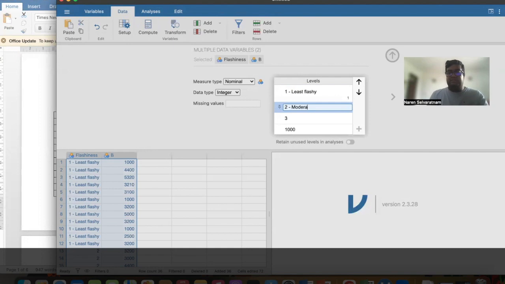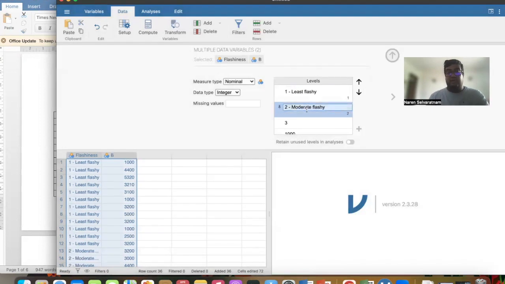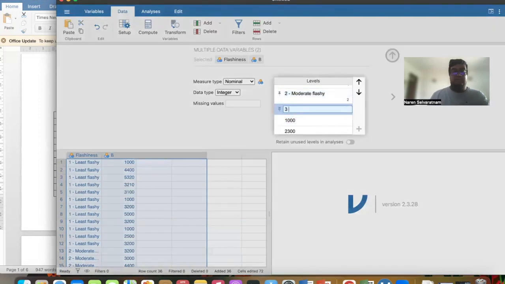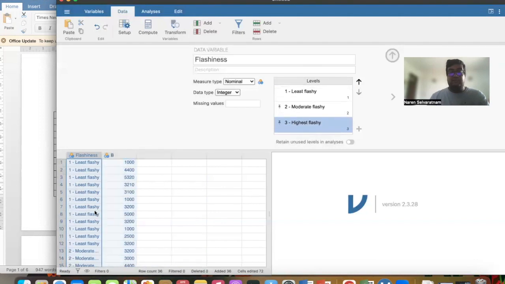The second one is the suburban one, that's the moderate flashy. And my third here is highest flashy. Now you might notice I have mistakenly selected a couple of variables here. So limit it to just the first one, then no problem. That's why earlier you saw the thousands and all of that, because earlier it had included this B column as well. We don't need this, so I just limited myself to the first column. Okay, now that is added.